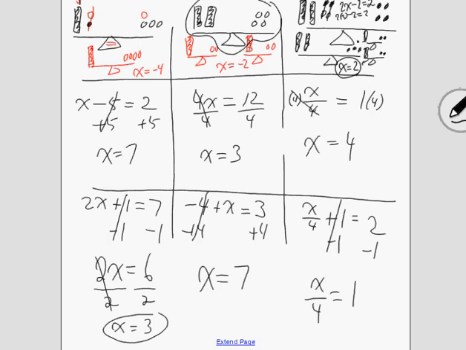And if a quarter of x equals 1, if I quadruple that or multiply it by 4, instead of having a quarter of x, I would have all of x. And since I multiplied the left by 4, I must multiply the right by 4. And I get a solution of x equals 4.